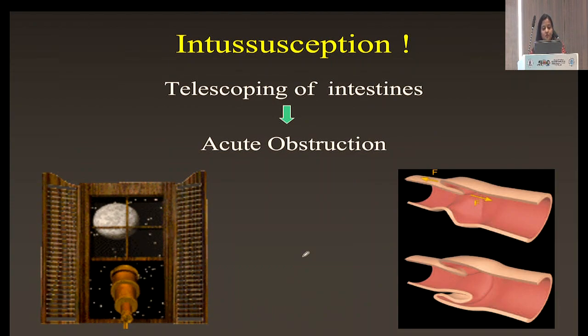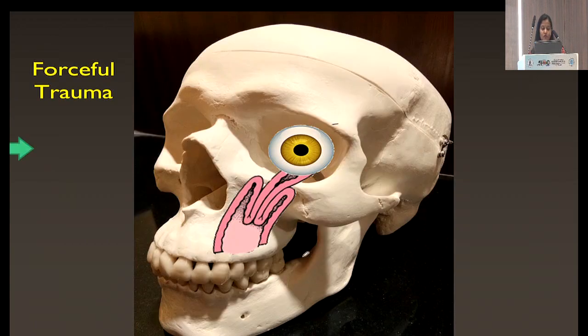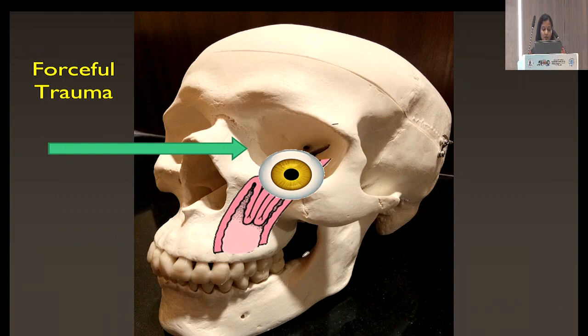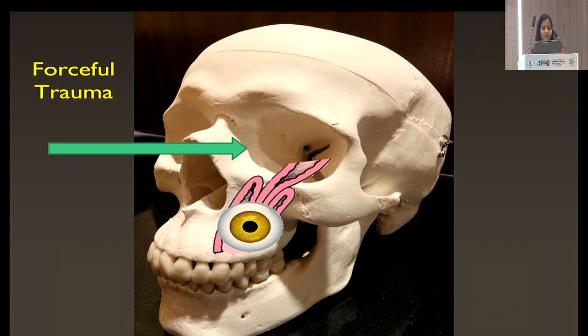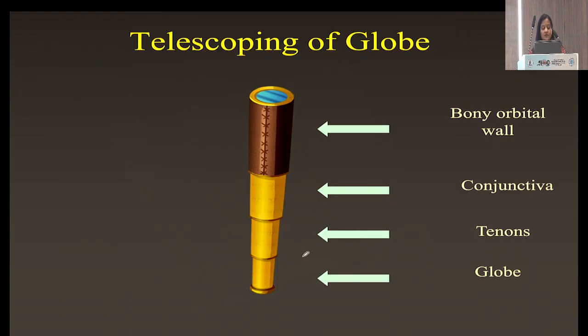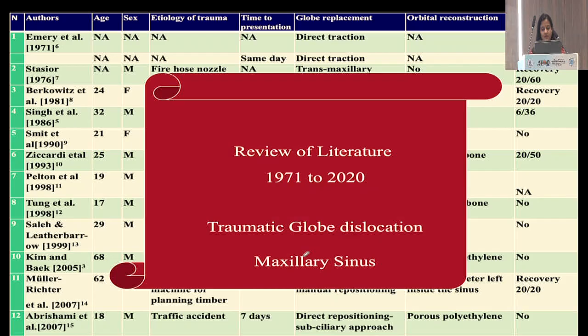Why it is called interception is, as we are aware, in acute obstruction of the intestine, there is telescoping of the intestines causing blockage of the distal end of the intestines. Whereas here, with the forceful trauma, the globe is telescoping through the conjunctiva into the maxillary sinus. If you consider the anterior edge of the telescope to be the bony wall, the one beneath as the conjunctiva, then the Tenon's, and then the globe, that helps us understand the mechanism by which the globe might be telescoping into the maxilla.